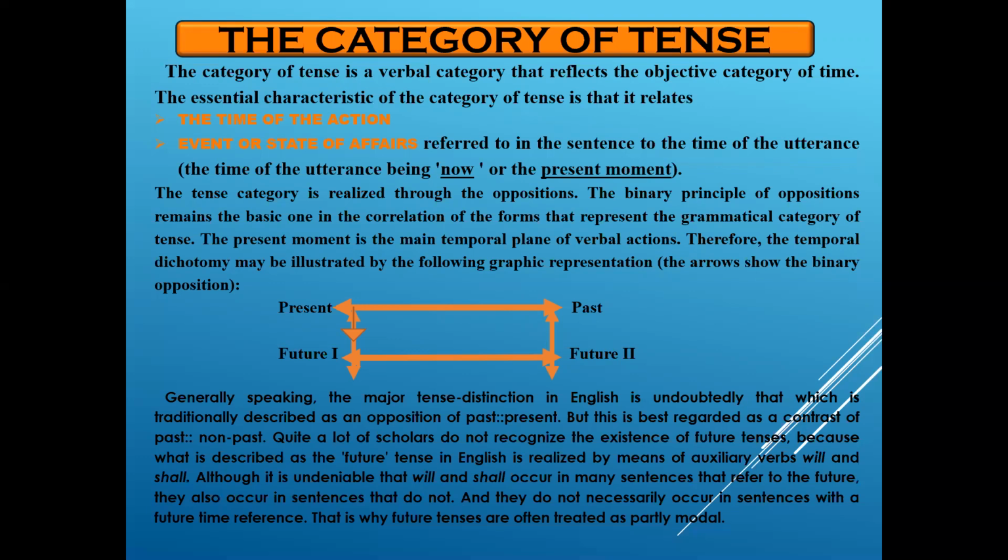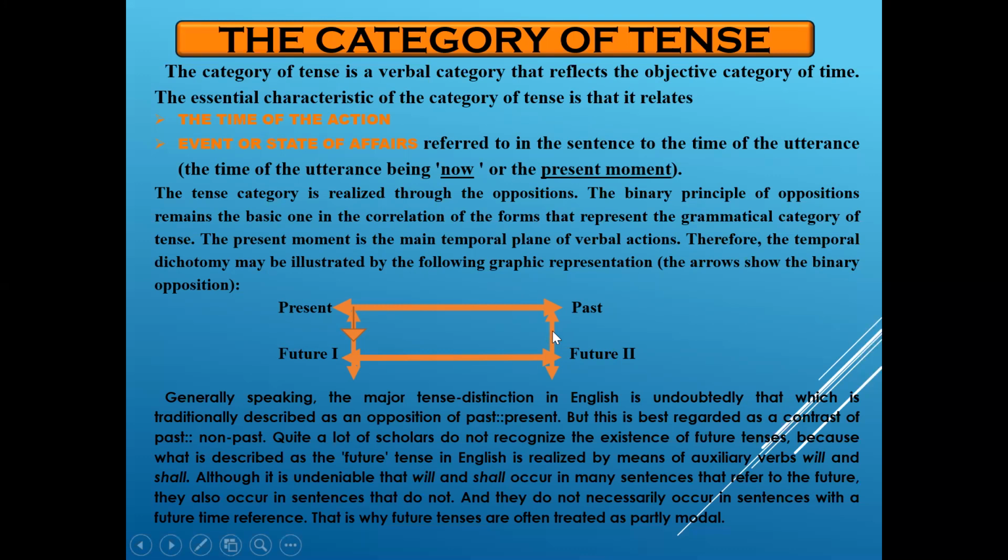The present moment is the main temporal plane of verbal actions. Therefore, the temporal dichotomy may be illustrated by the following graphic representation, and the arrow shows the binary opposition. Present, past, future, present, future, and past.